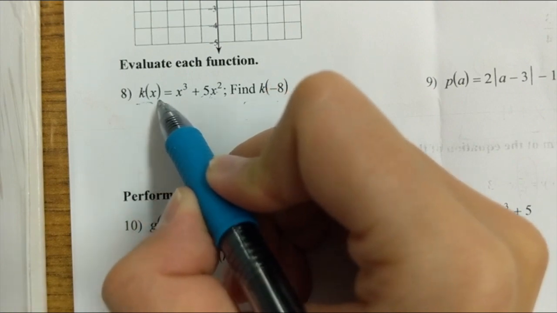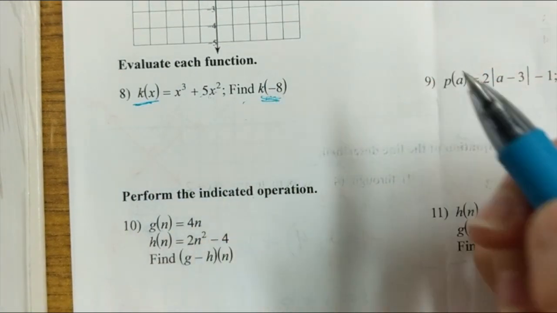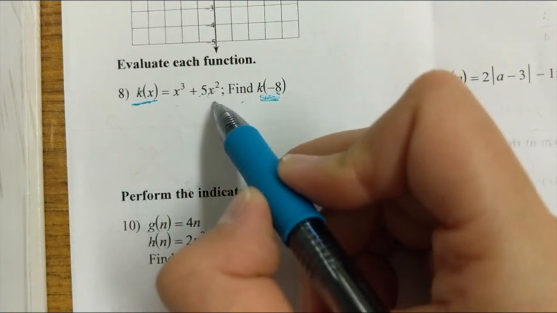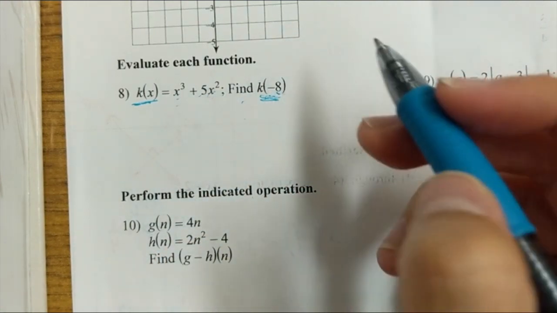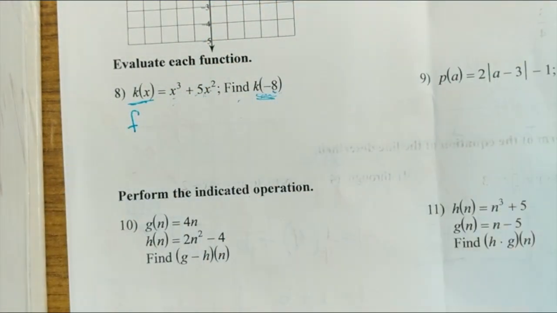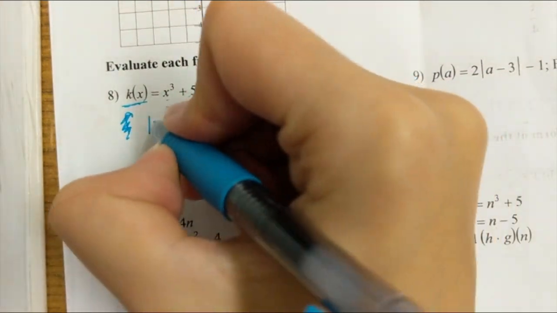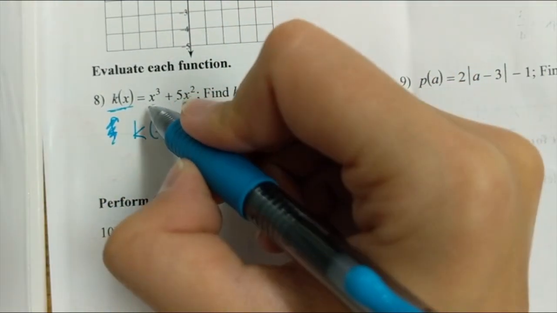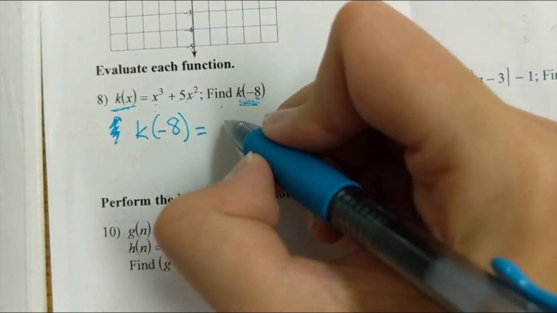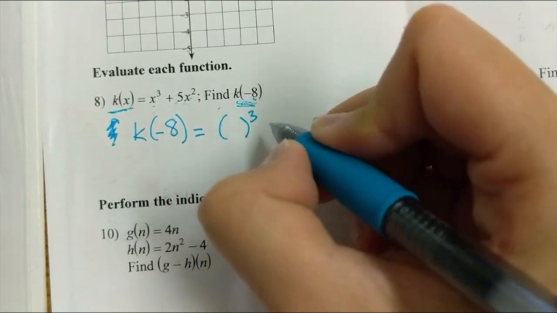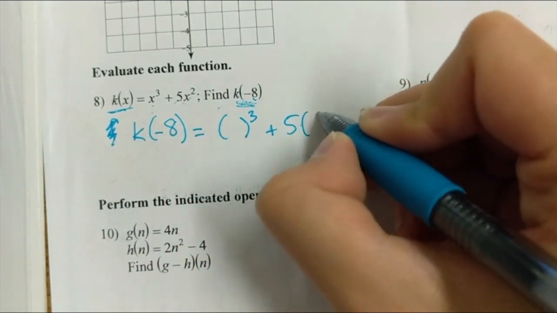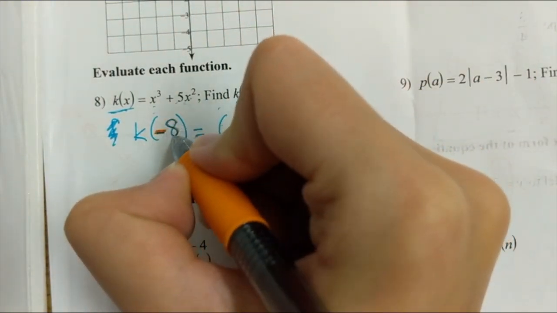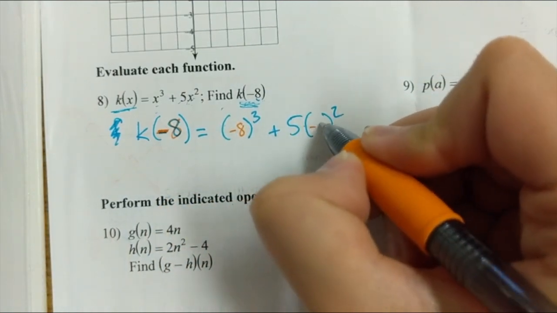So from k of x to k of negative 8, x was replaced by negative 8. So in the function, all the x's must be replaced by negative 8, not f. K of negative 8 equals, so all the x's need to be replaced. So something cubed plus 5 times something squared. Now we're going to replace all those x's by our negative 8.